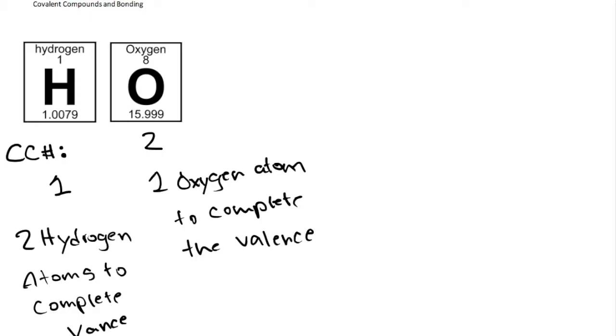Now let's look at the hydrogen and oxygen atoms side by side. Let's draw the Lewis dot diagram. For hydrogen, we have 1 valence electron, so I'll draw 1 valence electron. And for oxygen, we have 6 valence electrons: 1, 2, 3, 4, 5, and 6. So oxygen needs 2 electrons to complete it, and hydrogen only needs 1. But if we had 2 hydrogen atoms, which we could have in this case, we could complete both hydrogen atoms and we could complete the oxygen atom as well.